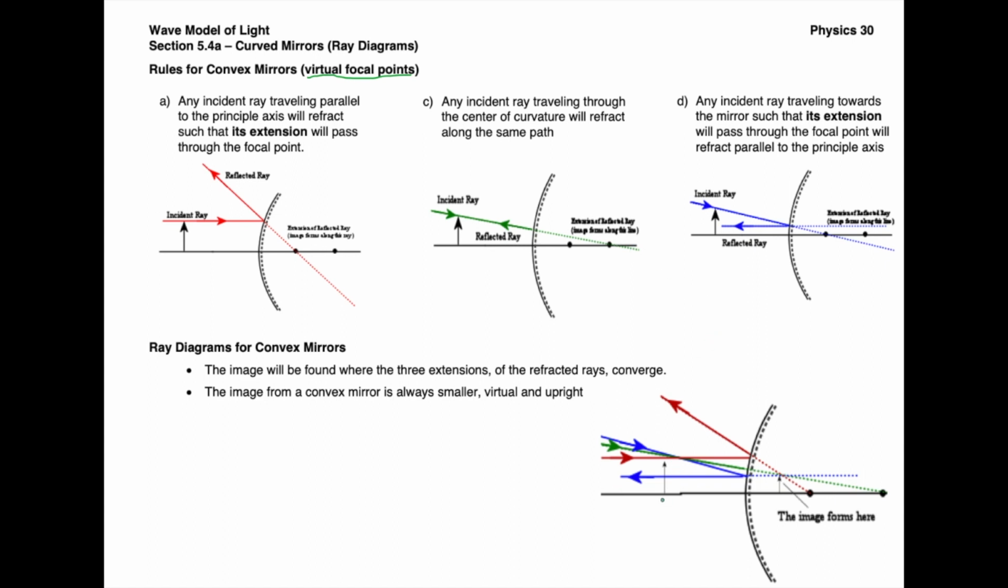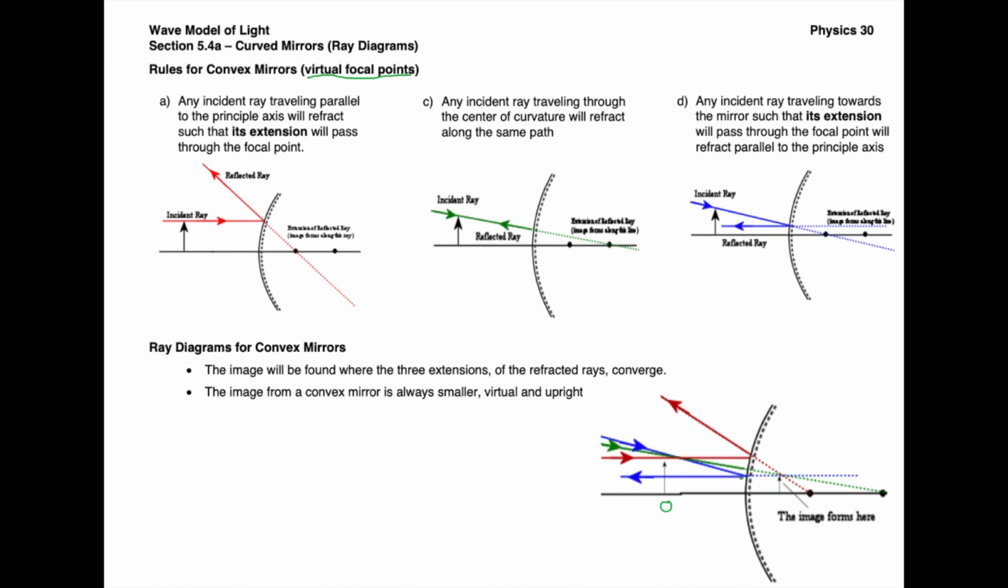So here, this would be my object, just showing up over here. This will be my image forming. So I have the red one coming parallel and then reflects so that my extension goes through that focal point. So somewhere along this dotted red line there, my image must form. Then if I draw this green line heading straight through that center of curvature, where that red and green extension lines cross, that's where my image forms. And that's enough information to put that one together.